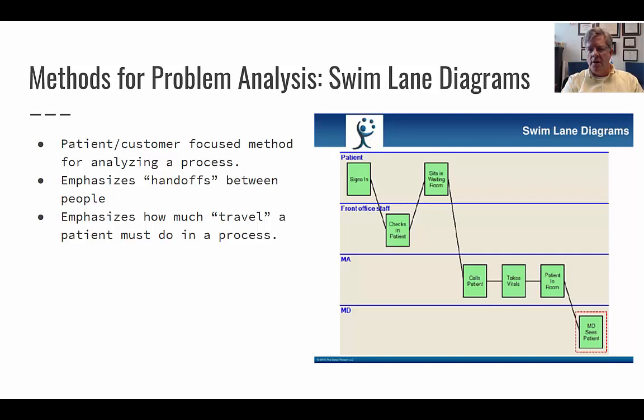So on the example here that's provided, the patient signs in, then the next swim lane is what the front office staff do. They check in the patient, then the patient has to do something. Then the responsibility gets transferred to the MA for a series of steps, and then the physician sees the patient. So you can look at this process and ask, well, why does the MA have to do 3 things? Why does the patient get checked in and then immediately go back to the MA? You can look at the process for all those different variations.